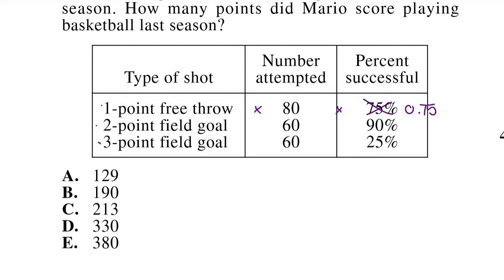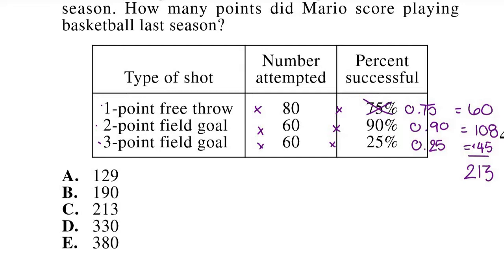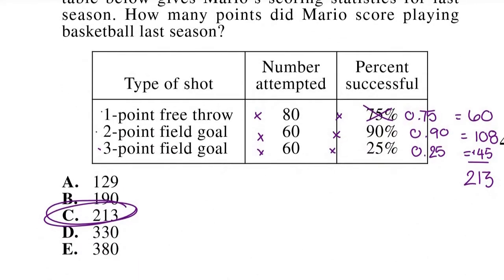So it'll be 0.75, 0.90, 0.25. So we multiply, multiply, multiply, multiply, and we get 60 for the first one, 108, and 45. Then all we have to do is add up those three numbers, where we get 213 total points. So Mario scored 213 points last season. Our answer to number 43 is C.